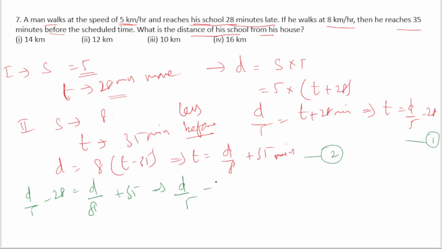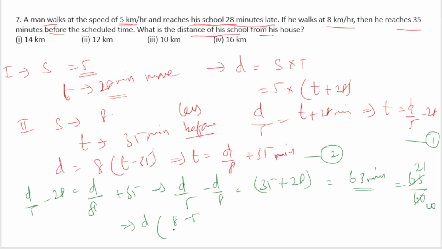Here D by 5 minus D by 8 is equal to 35 plus 28 minutes. This is equal to 63 minutes and we have to convert this 63 minutes into hours. It is 63 divided by 60 hours. If you simplify, we'll get 21 by 20. So here D into, take LCM here, 8 minus 5 divided by 40 is equal to 21 by 20.